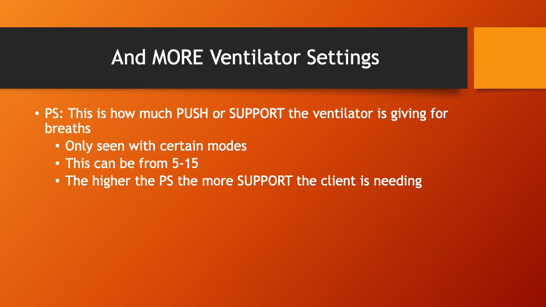And the normal pressure support can be from 5 to 15. And so the higher the pressure support, the more support the client's needing. So in other words, if I'm on pressure support of 5, I'm not needing a lot of push. That's the minimum that we have people on. And if a patient has 5 of pressure support, they usually can be weaned off the ventilator if they're not on high oxygen settings.